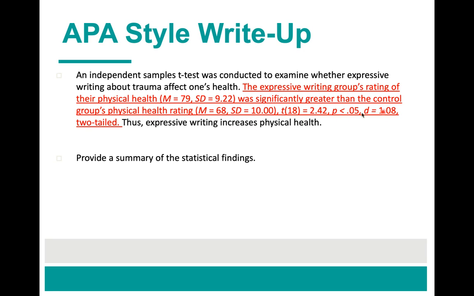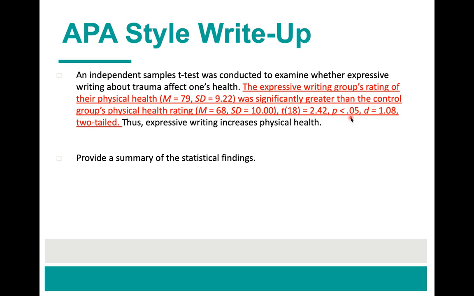This is the part that we have to be really careful about. There is no ambiguity in what I call the T statement. T, that tells us we did a t-test. Parentheses 18, that's where we put our total degrees of freedom. So our 9 degrees of freedom from group 1 plus our 9 degrees of freedom from group 2 equals 18. Then 2.42. That was the result of our t-value.